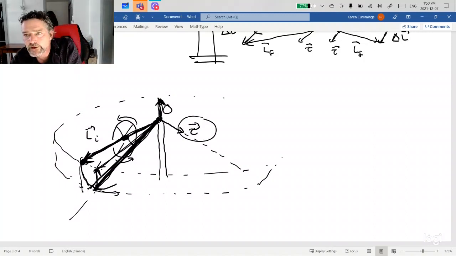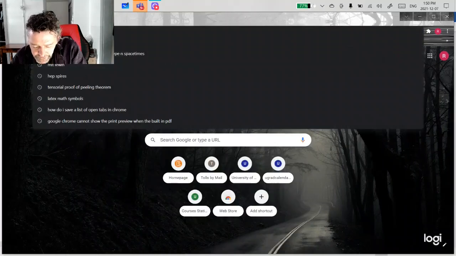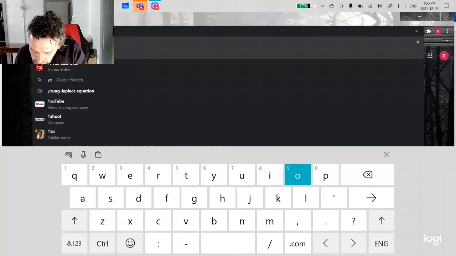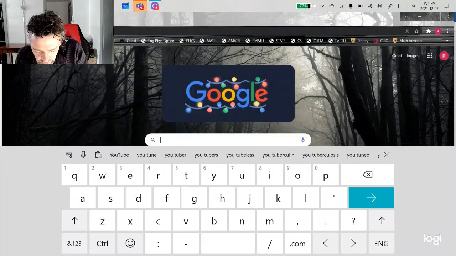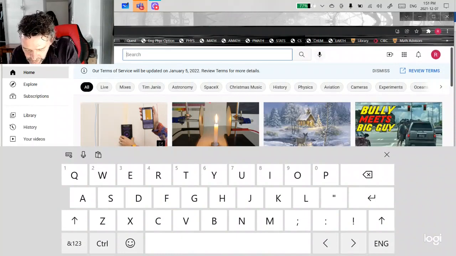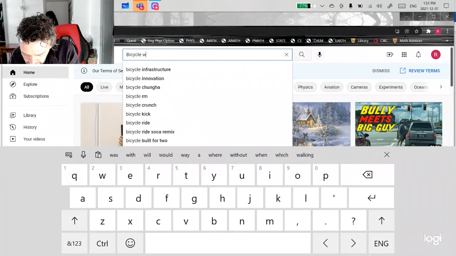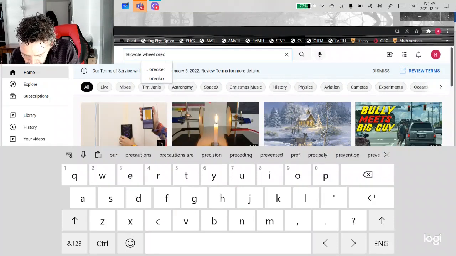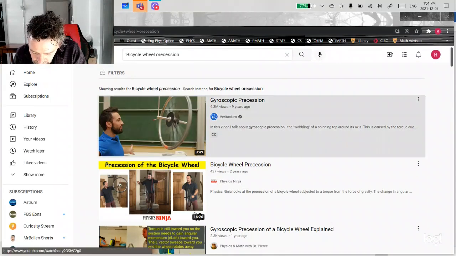Maybe I can pull a video up here. Let me see. Where is enter on this keyboard?